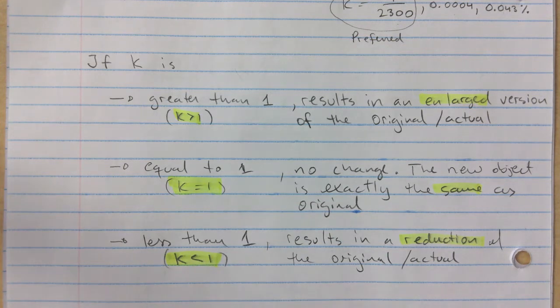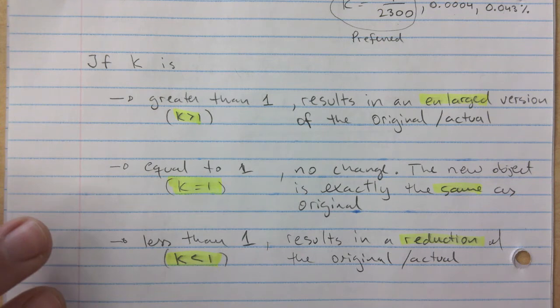And we always refer to the original or the actual. Okay, that's how you always refer back. It's like, what happened to the original? Oh, K is greater than 1. Well, it was enlarged, right? What happened to the original? Oh, I end up with a K that's less than 1, 0.45. Oh, that means that the original has been reduced to this. Or it results in a reduction of the original to that. Okay.